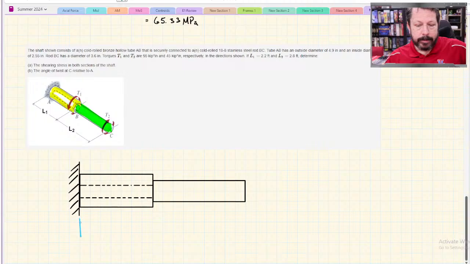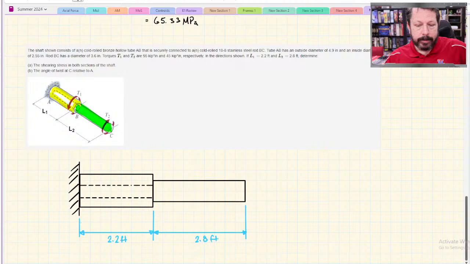You don't have to draw these free body diagrams, particularly on an exam. I'm just drawing them so that you're better able to understand them, but they're pretty straightforward. Now, if you're confused on internal torques, then yeah, draw the things. You don't have to be very fancy drawing them, just draw them to understand. L1 is 2.2 feet, and this one is 2.8 feet.